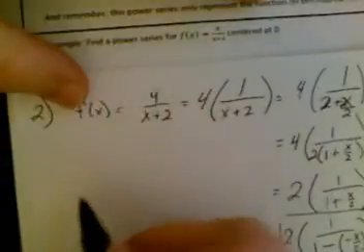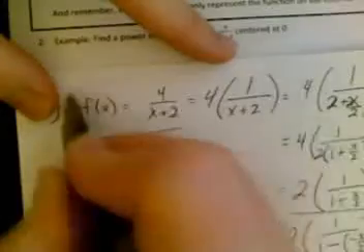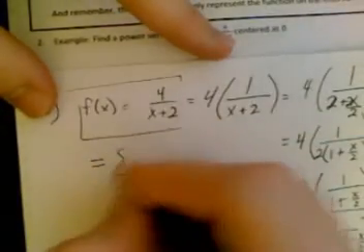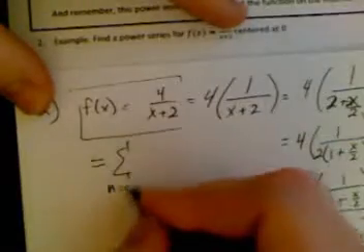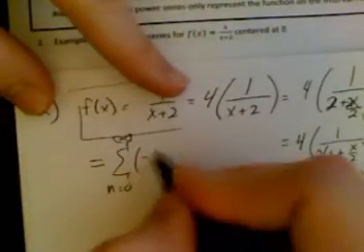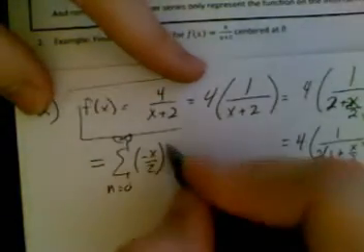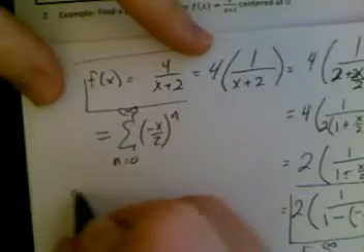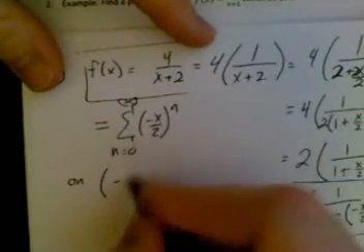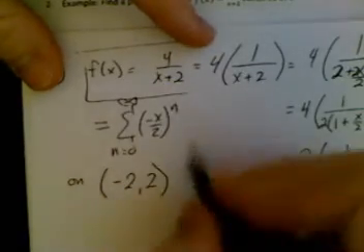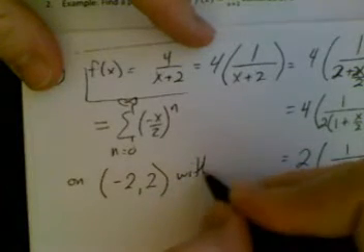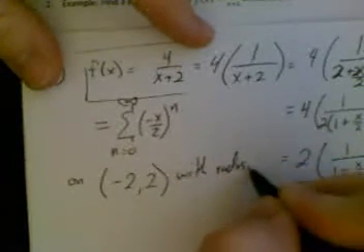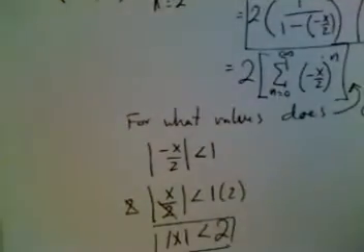If this is true, I'm going to write it up here right next to the function. This thing right here is equal to the summation n equals 0 to infinity of negative x divided by 2 to the power of n, on negative 2 to 2, with, again, the radius r equals 2. And that comes from down here. Okay? So that covers example number 2.